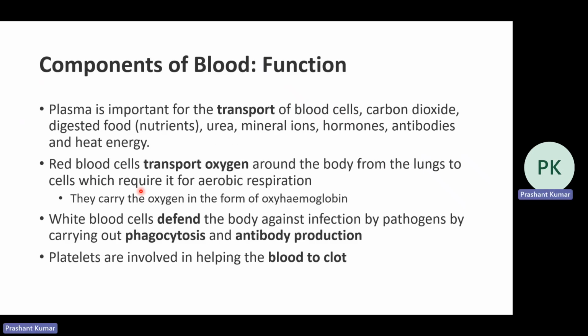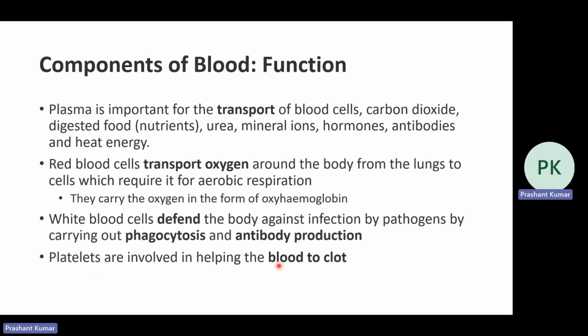What is the function of the blood? Plasma has only one function, that is transportation of blood cells, nutrients, urea, minerals, hormones, antibodies, and carbon dioxide. What do red blood cells do? They transport oxygen and the respiratory gases. What do white blood cells do? They perform the defense mechanism, preventing the body from any infection.